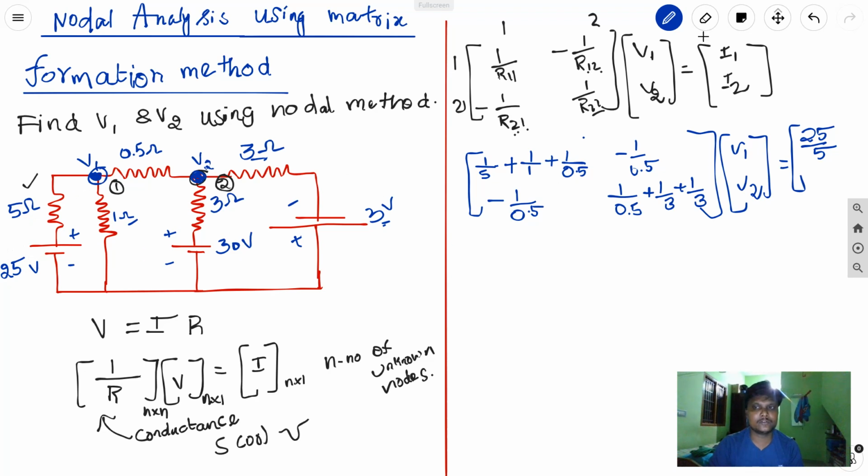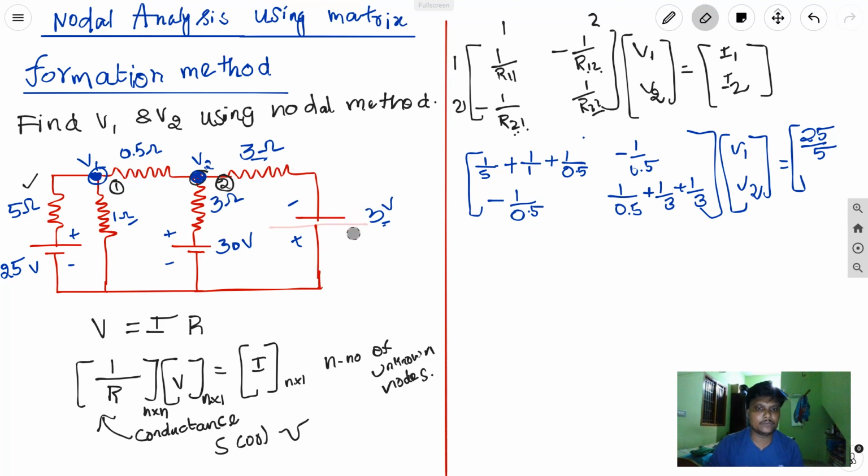Now let us take node 2. In node 2, there are two batteries, a 30 volt battery and a 3 volt battery. The 30 volt is connected in series with 3 ohm, and the 3 volt is connected in series with 3 ohm, right? Now let's convert these two voltage sources into current sources. If I convert this 30 volt 3 ohm, I divide 30 by 3 and I get the current as 10 ampere. The arrow mark is upwards because we have a positive polarity upwards, so the current is towards the node, so I have to take plus 10.